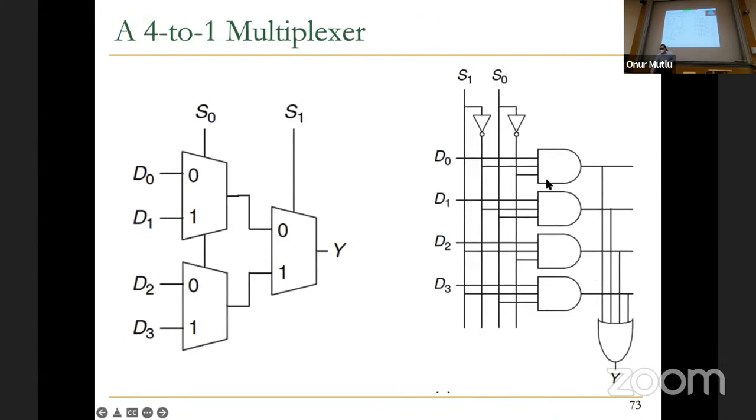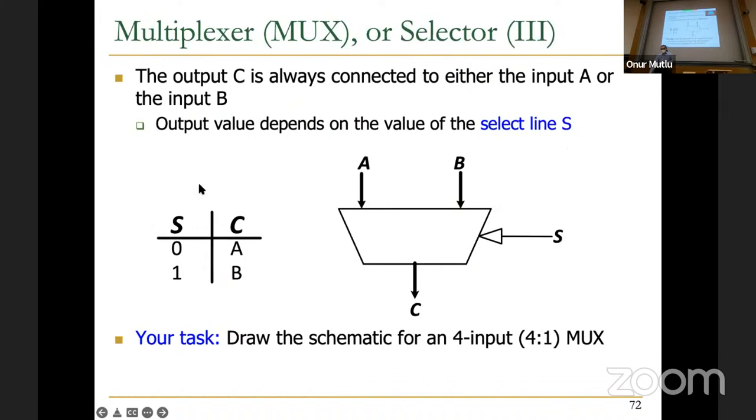This is a 4-to-1 multiplexer over here. Again, you can convince yourself that if S0 and S1 are both zeros, this AND gate will pass D0, and all of the other AND gates will output zeros, so you get D0 at the output. So you can build a 4-to-1 multiplexer using 4 AND gates and 1 OR gate, but these are wider AND and OR gates. You can see that these are 3 input AND gates and a 4 input OR gate, right? The beauty of the other approach is you're using only 2 input gates.